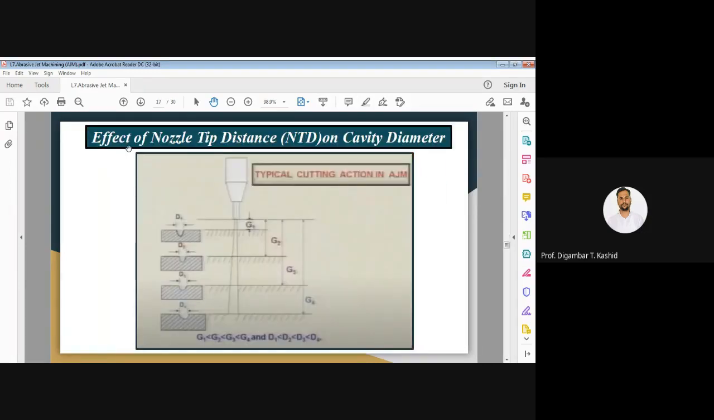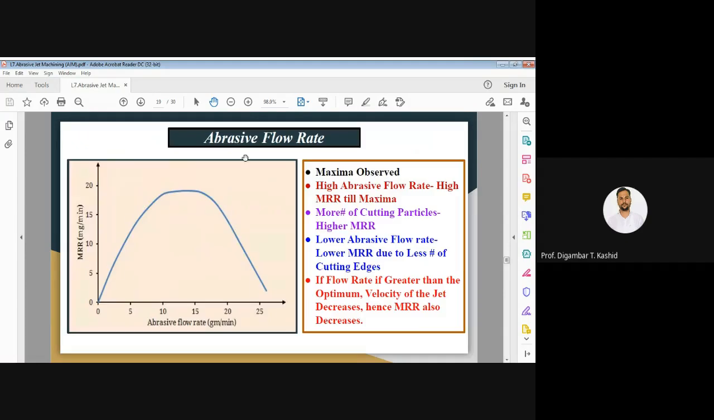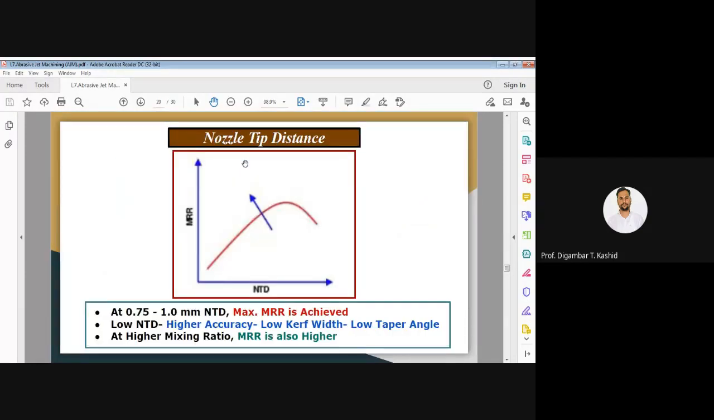Then the first part we covered was the effect of nozzle tip distance on the cavity diameter. Then the abrasive flow rate, how the abrasive flow rate affects the material removal rate, that also we have seen. Now today we'll continue with another important parameter, that is nozzle tip distance. We have already seen two slides with reference to the effect of nozzle tip distance on the cavity shape and size. So that was the first parameter.